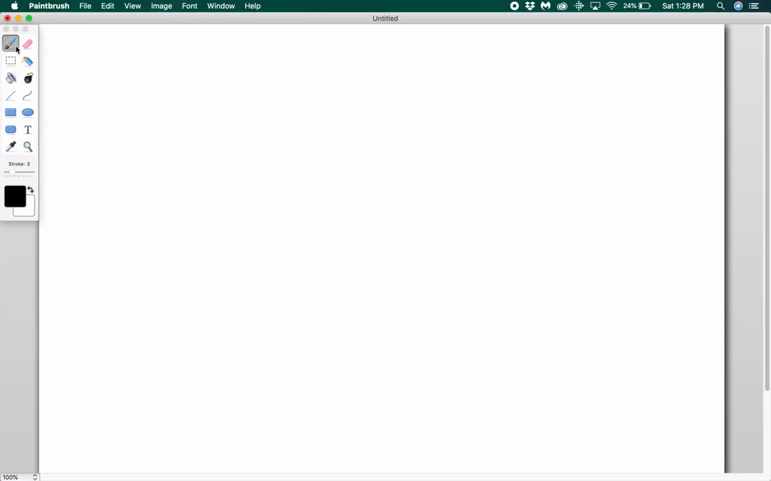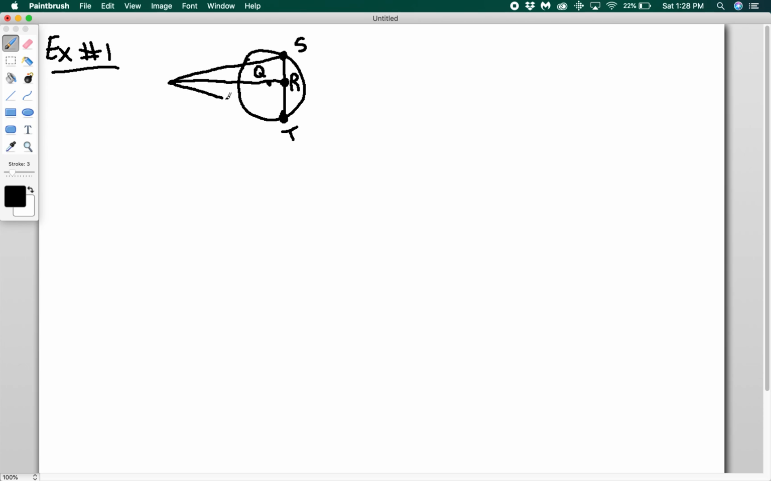So now let's go back to some example problems. Let's say I have a figure that looks like this. I have a circle. My center here is Q. I have a chord like this, where this point we'll call T. This will be S. And then I'm going to have a line segment that goes like this, and we'll call this point here R. And then I'm going to connect these into a triangle. I'm going to call this point P.